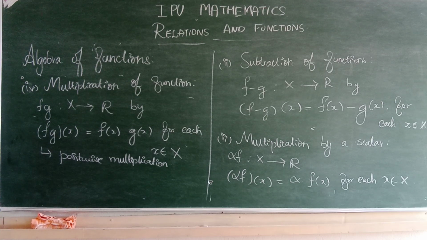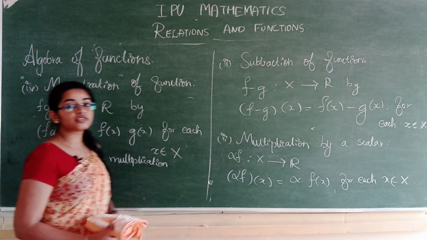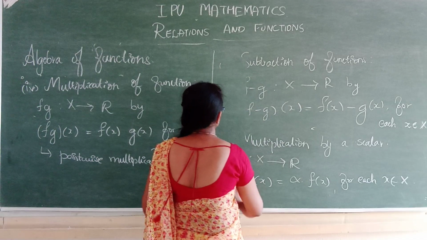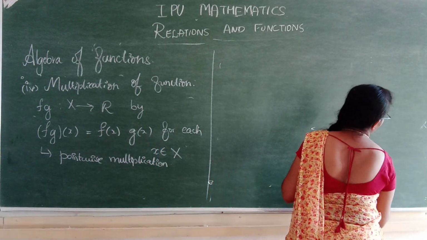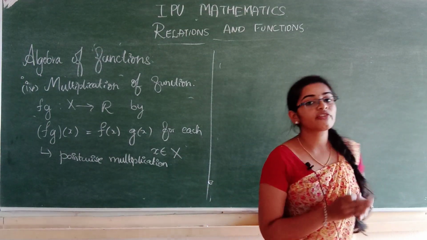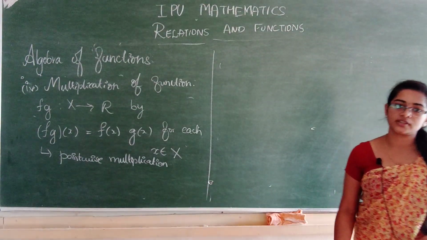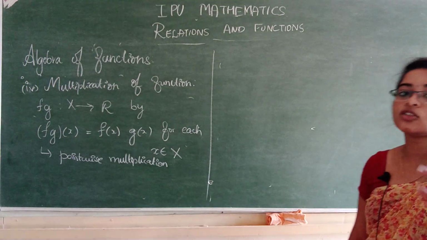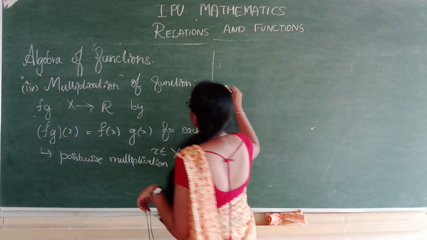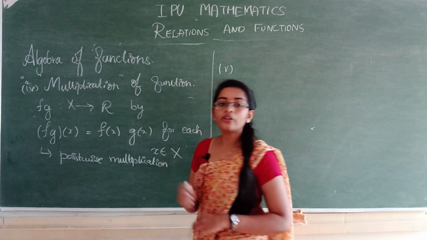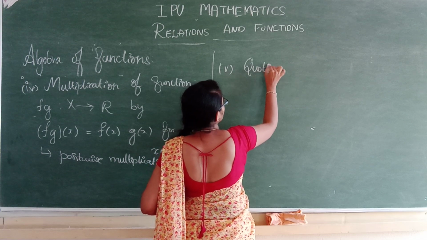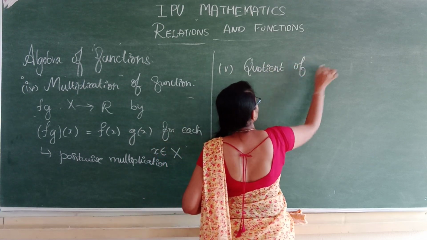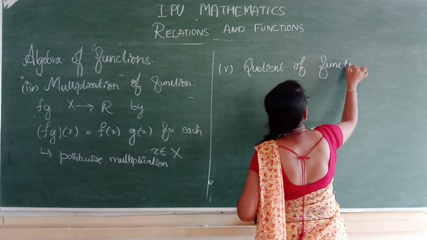Now coming to the quotient of two functions, we have seen what rational functions are, right? What are rational functions? Rational functions are functions of the type f of x divided by g of x, where f of x and g of x both are polynomial functions and the denominator g of x is not equal to 0. Such functions are known as rational functions. Now, the quotient of functions, how do we define it?